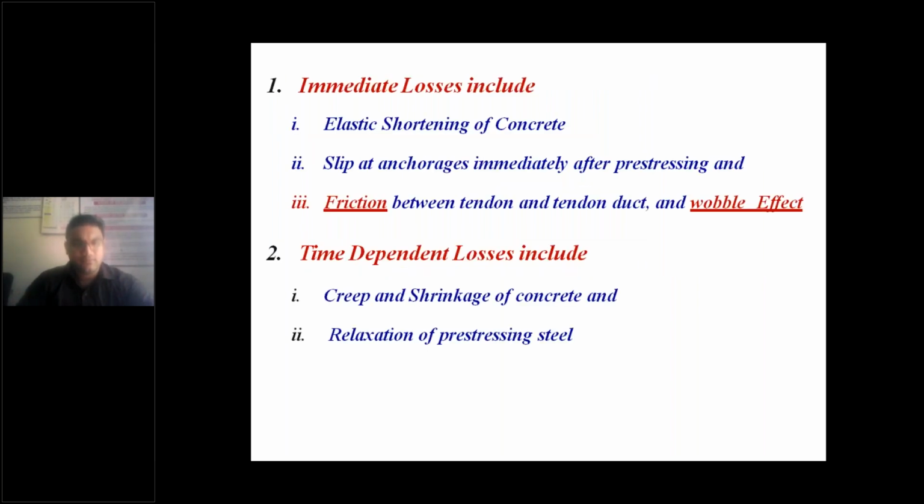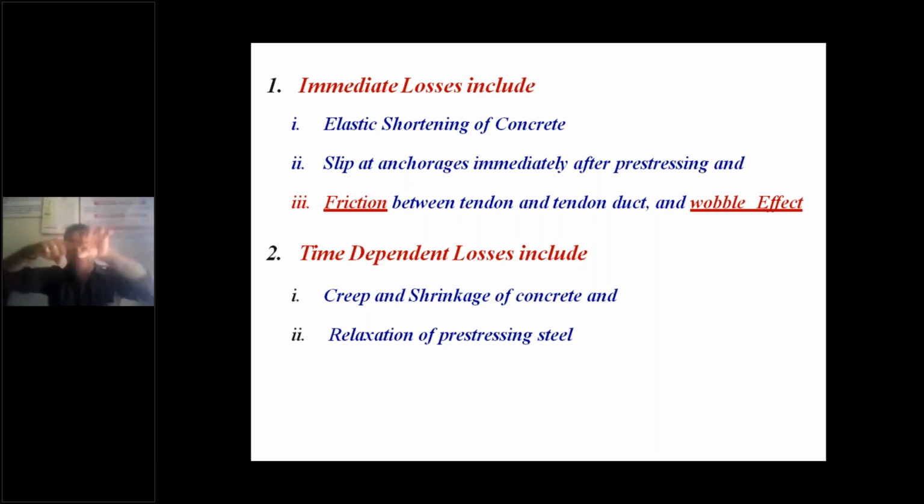And one of the important effects: the other name for friction between tendon and the tendon duct is nothing but the wobble effect, because in yesterday's quiz there was a question on the wobble effect, right? What do you mean by wobble effect? When I discussed frictional loss, before stressing the duct and the strand won't have any contact, right?